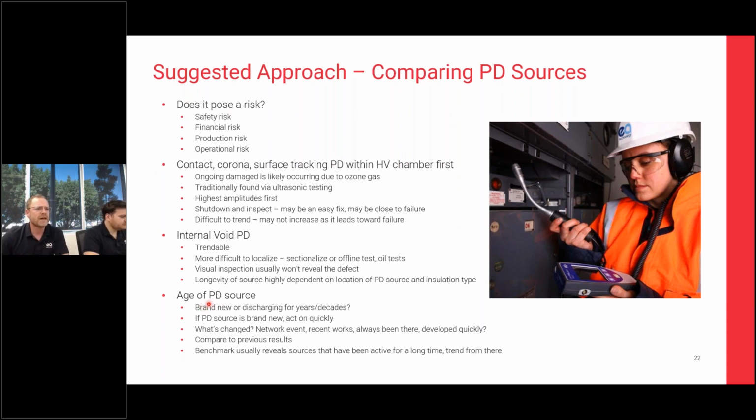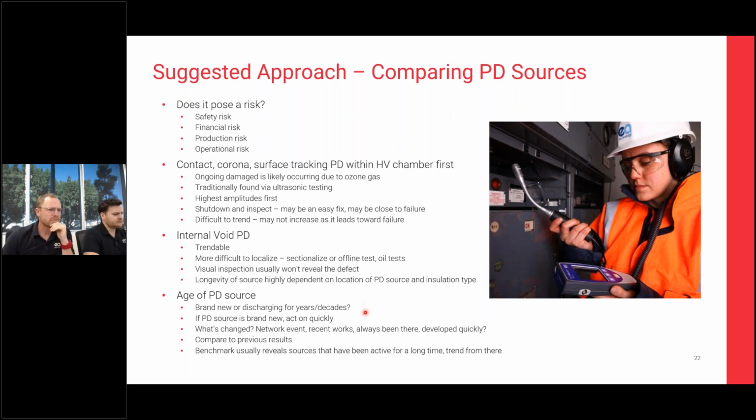Whereas if you go out and do a benchmark survey of all your assets, you'll find some PD sources, and they may have been there for a long, long time. So those ones are probably going to last a long time as well, maybe, depending on where they are and depending if maybe they've just started. You don't actually know. So that's why trending, capturing really good data, testing correctly, and managing those assets is an important factor there.